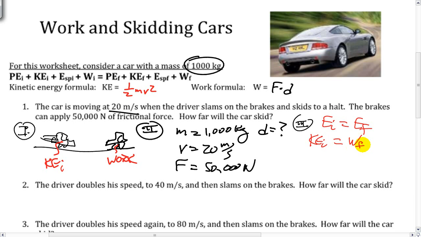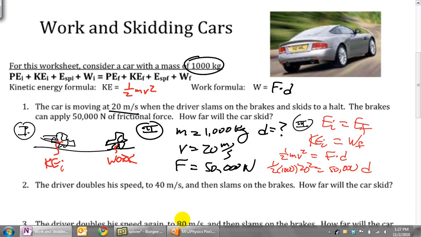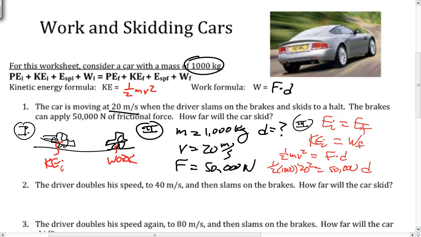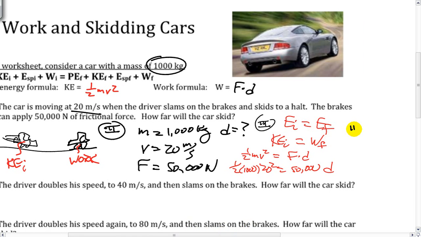To work energy, right? And now we can just plug and chug, because KE is 1/2 mv squared, and work is force times distance. We know that the mass is 1,000, velocity is 20, the force is 50,000 times the distance. So if we take 1/2 of 1,000, which is 500, times 20 squared, which is 400, we divide by 50,000, get out your calculators, go ahead and chug that through. Or if you've already done that, what did you guys end up getting for the distance? When we plug in, we get a distance of 4 meters.